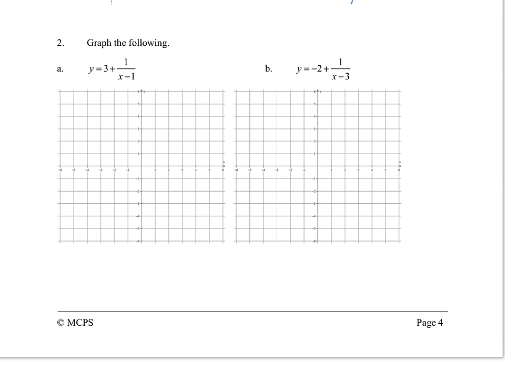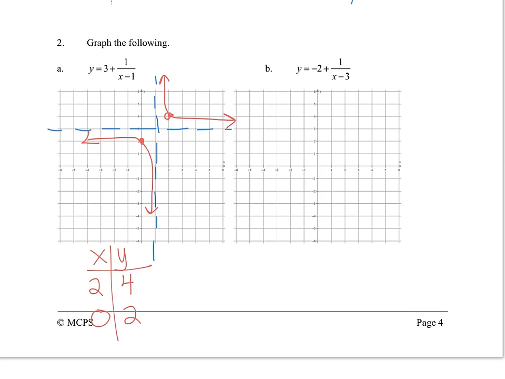So the first thing we want to do when we start graphing is graph our asymptotes. So for A, we have a vertical asymptote at x equals 1, and a horizontal asymptote at y equals 3. And then to get our other accurate points, I like to pick a point to the right of the asymptote and a point to the left. And when you plug in 2, you're going to get a y value of 4. When you plug in 0, you're going to get a y value of 2. And then I know this piece approaches the asymptotes up here, and this piece approaches the asymptotes on the bottom.